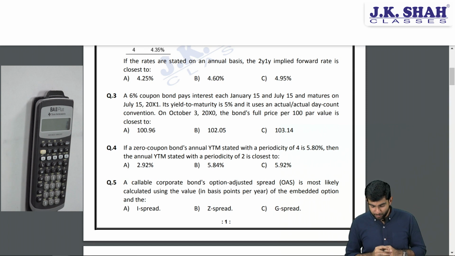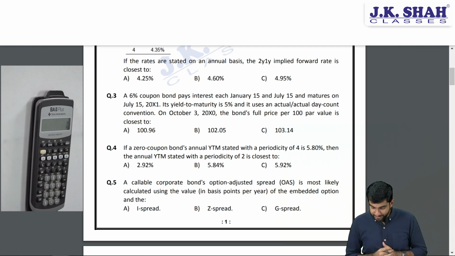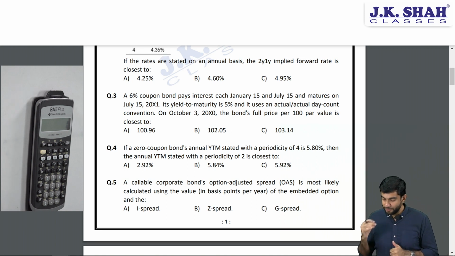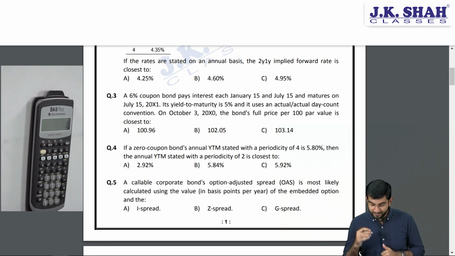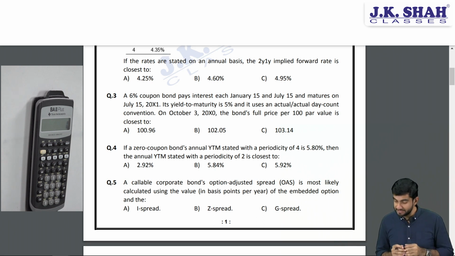A 6% coupon bond pays interest each year on January 15 and July 15 and matures on July 15, 2021. Its yield to maturity is 5% and it uses an actual by actual day count convention. On October 3, 2020, the bond's full price per 100 par value is closest to. Okay. Now first of all, I need to find out the full price, which is also called as dirty price.